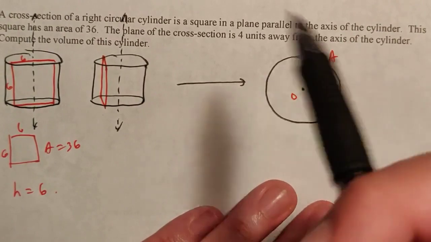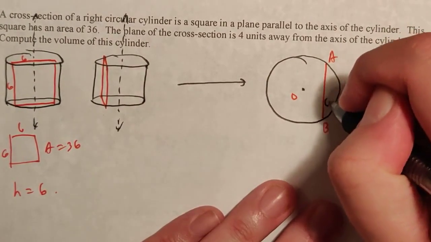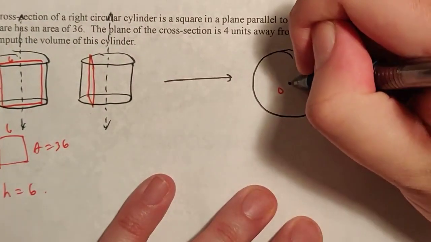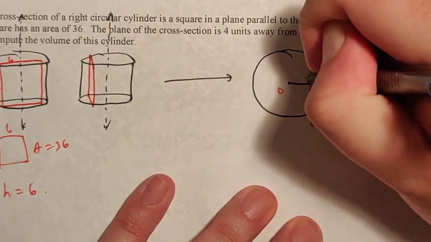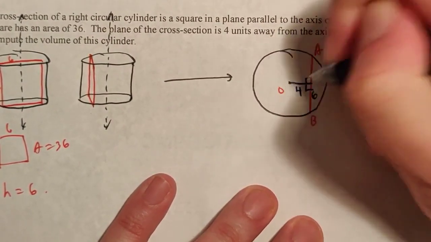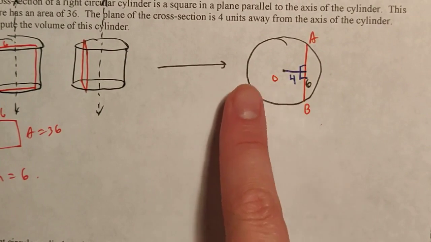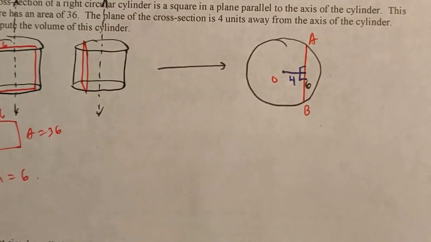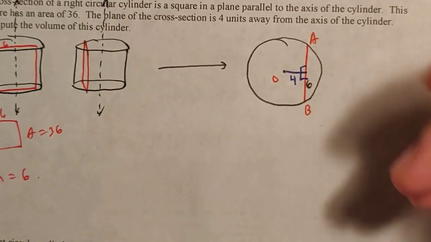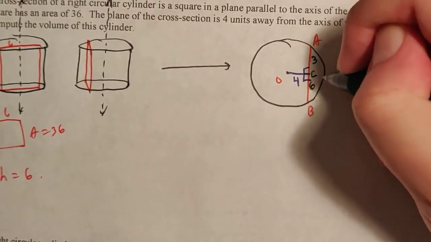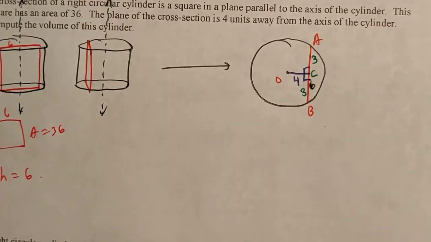So we already know that the side of the square is 6, so I can label that here. And we're told that the plane of the cross section is 4 units away from the center, which means that the perpendicular distance here, remember it's always a perpendicular distance, is 4. Now this looks very familiar from what we remember about circles. This is going to be a radius because it connects to the center and it's perpendicular to a chord, so it's going to bisect the chord. That tells us that this point here, let me call it C, is halfway in between, so AC is 3 and BC is 3 as well.